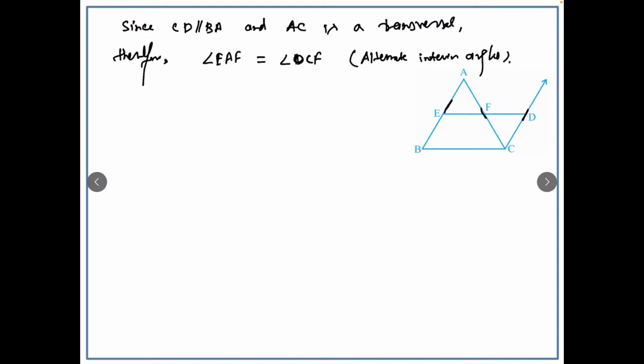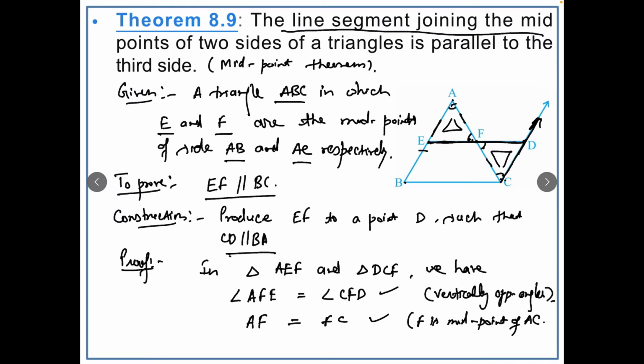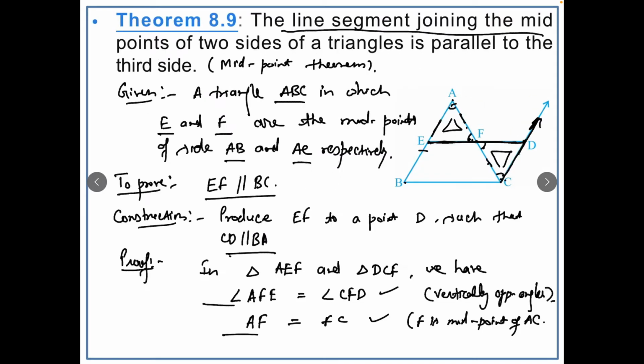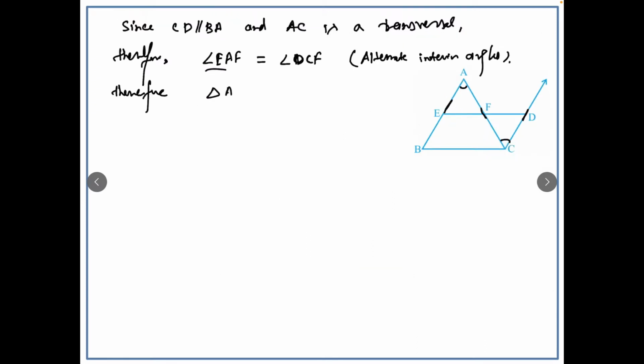Okay, so the angle EAF is this one, and angle DCF is this one. We already proved that these two angles and the side are equal. So we already got this angle and side, and now we got another angle. Therefore, we have taken triangles AEF and DCF. Triangle AEF is congruent to triangle DCF, and that's by the angle side angle congruence rule.